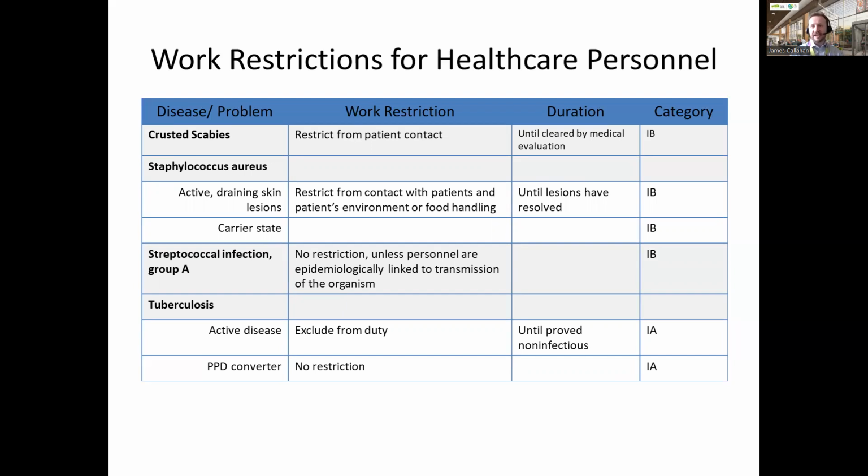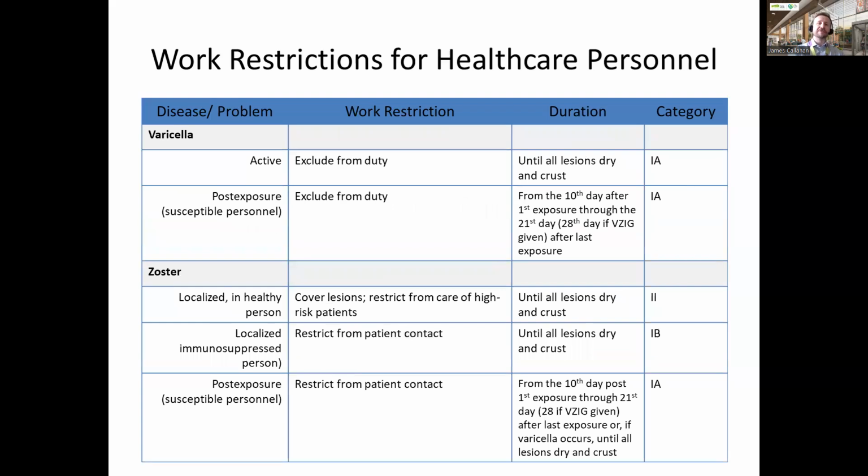Tuberculosis recommendations, again, make sense when they're accompanied by a knowledge and understanding about how the disease behaves. So staff with active pulmonary tuberculosis should be excluded from duty until they're proven non-infectious, and staff who have latent TB or non-pulmonary TB should have no work restrictions or recommendations. And here's the final table. I know that these are tough to look at, and we're going to outline the varicella recommendations.